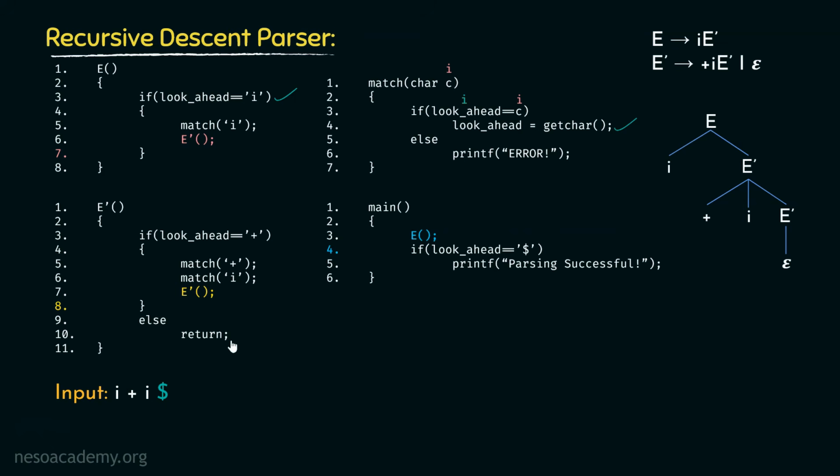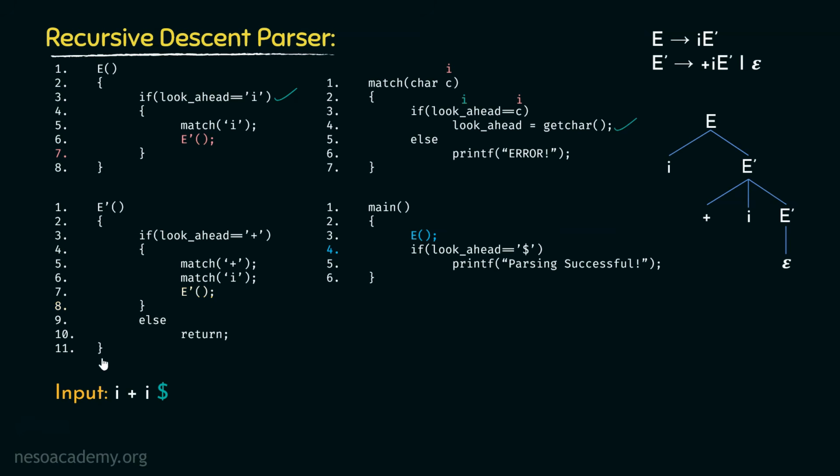Basically, we will return back to the function E dash itself, which actually called E dash, but we will return to line number 8. The moment we return to this particular line number 8, by this time we have already gone through the if block. Therefore, we are not going to execute these two statements. Rather, we will end up in line number 11. That is the end of the function E dash.